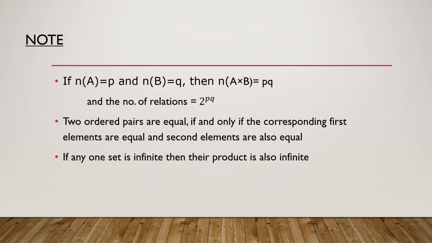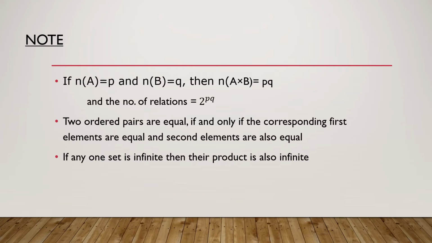There are some special points based on the Cartesian product. First one is, if the cardinal number of set A is p and the cardinal number of set B is q, then the number of elements in A cross B will be p into q and the number of relations will be 2 to the power pq.